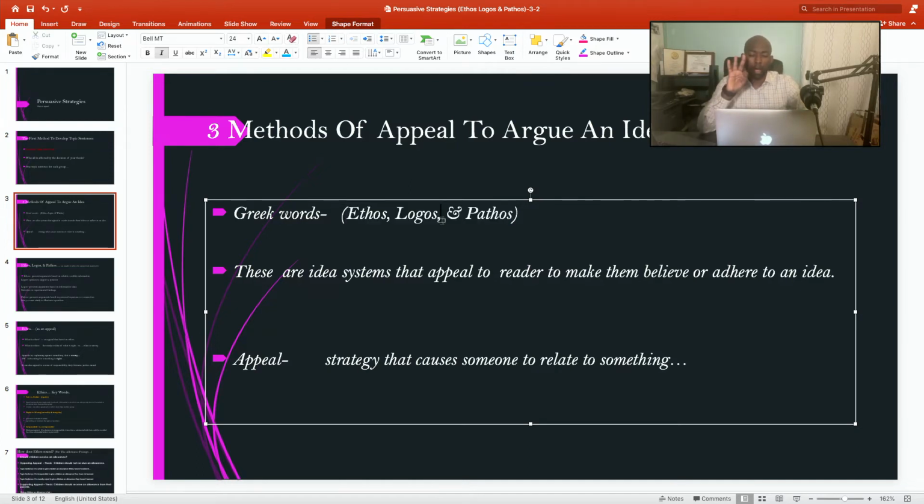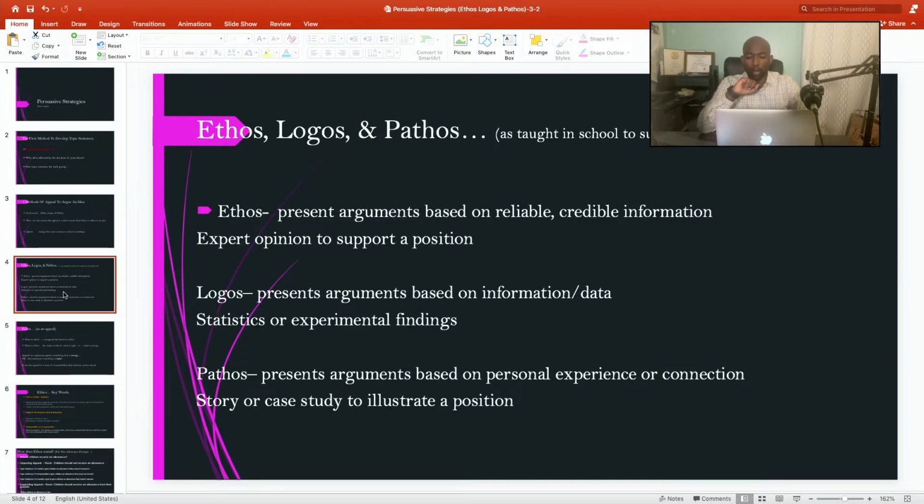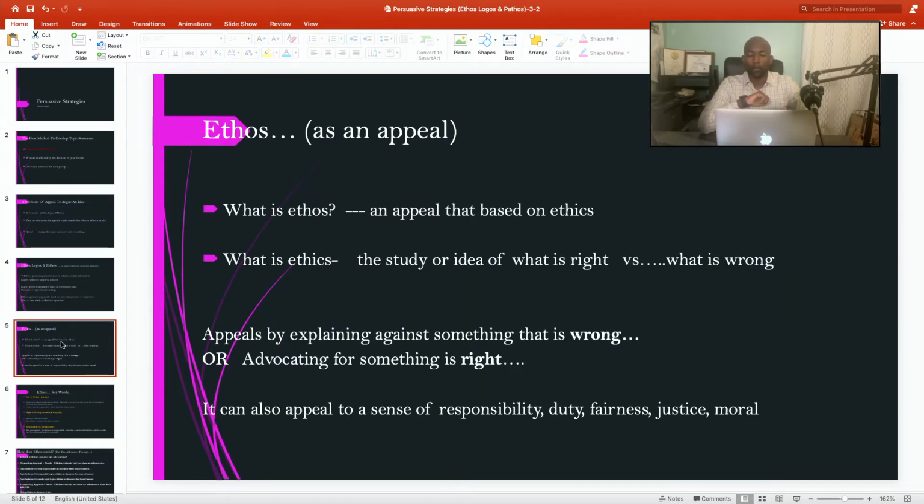So I want to talk about these three words used to appeal. The first one I found was ethos, as it pertains to ethics. This word is one of the roots of ethics. And ethics means to appeal. An ethical appeal can appeal to someone based on their moral code or their sense of right versus wrong. And that's kind of what ethics is about. Ethics is about right versus wrong.